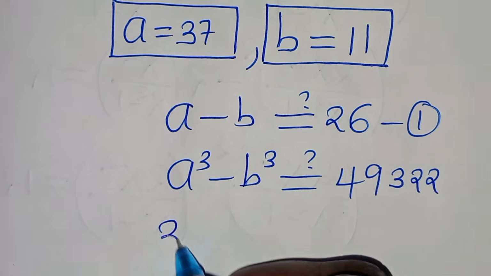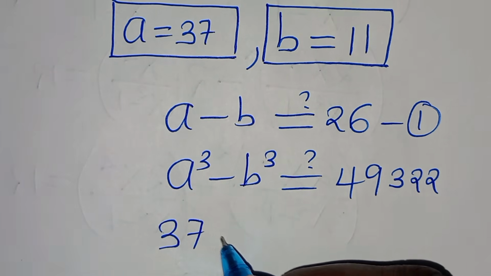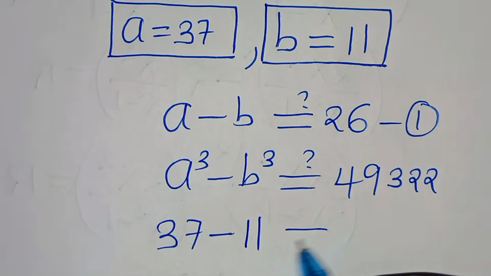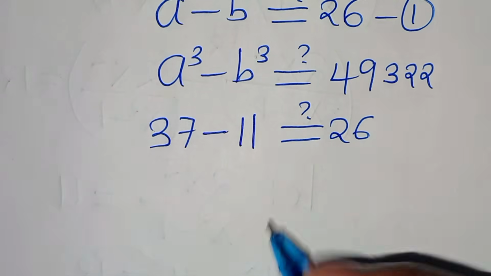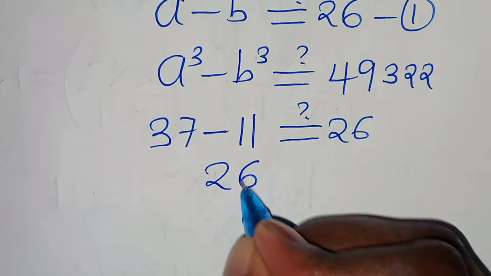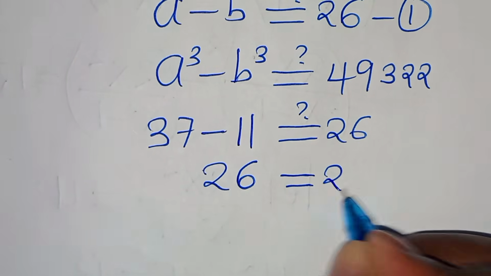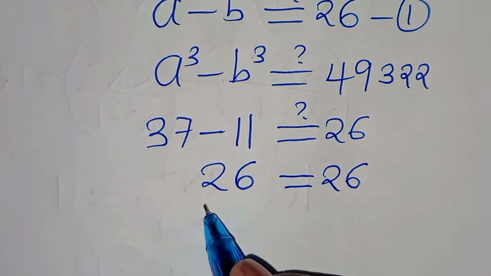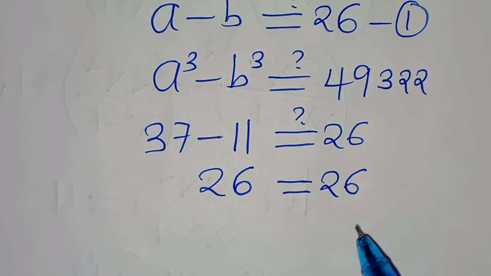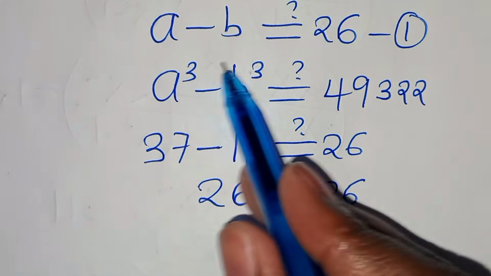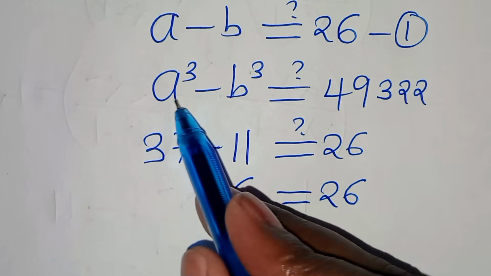Substituting a, this is 37 minus b, which is 11. This should give us a value of 26. 37 minus 11 is equal to 26, and the right side is equal to 26. So the left-hand side is equal to the right-hand side. So this means that a and b satisfy equation 1. Let's check equation 2.